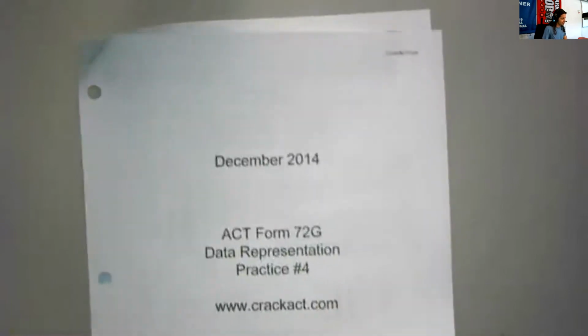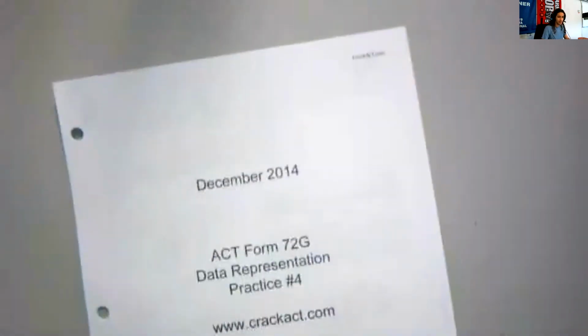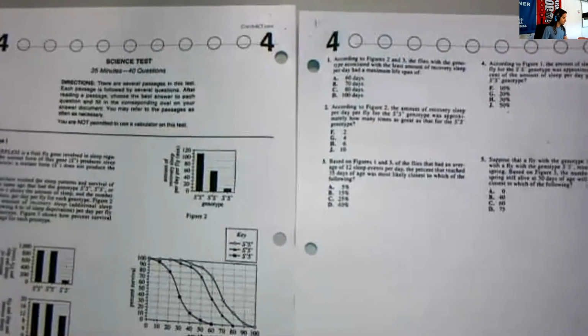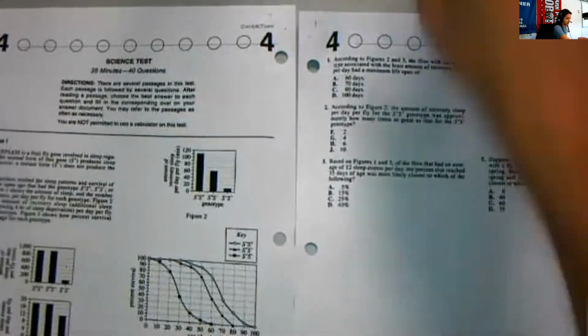So we're on practice number 4 here, data representation. I'm always going to pull a staple because I like to look at both these pages at once. Try not to step on that staple later. So we are talking about some fruit fly genes involved in sleep regulation. Doesn't that sound like a grand old time? So let's jump right into it.